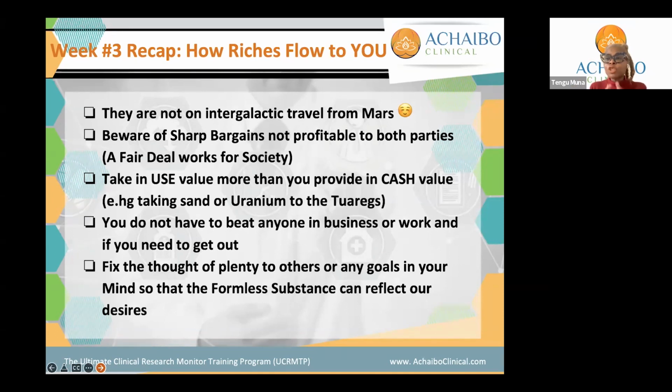And my favorite, which is my motto, I actually have it written. I see it every morning. You always want to take more in use value than you provide in cash value. Because the way that life works is that as you grow in use value, which means that you're always giving people more, the money is going to try to keep up with you.